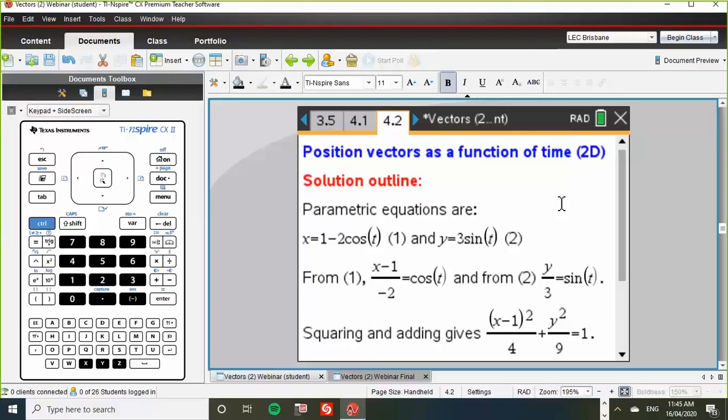And we're going to square both these and then add them together. So the squaring and adding exploits the Pythagorean identity cos squared t plus sine squared t is equal to 1. So when we square this one, we get x minus 1 all squared on 4. That's the left-hand side. And we square the left-hand side of this one, we end up with y squared on 9. Then when we add them together, that's our left-hand side. And our right-hand side is cos squared t plus sine squared t, and that's equal to 1. And what we have here is the Cartesian equation for an ellipse.